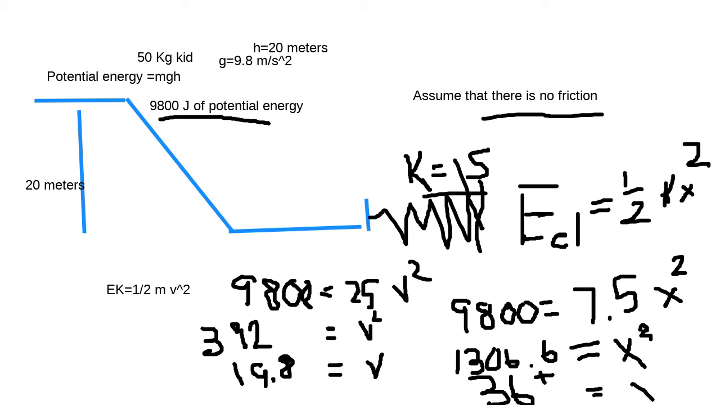Now, the reason I did this was to show you that this is what conservation of energy is about. The energy has to go somewhere, okay? This talked about potential energy being changed into kinetic energy. This talked about kinetic energy being changed into elastic potential energy. So we have all of that.